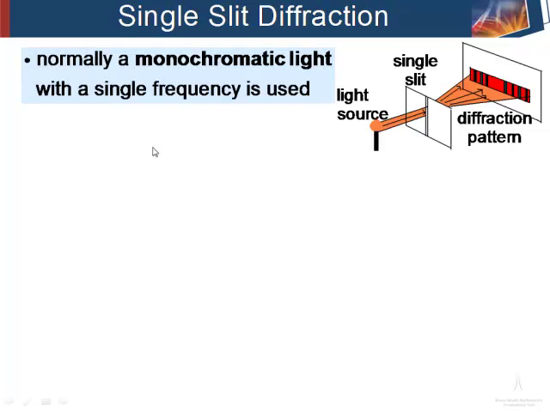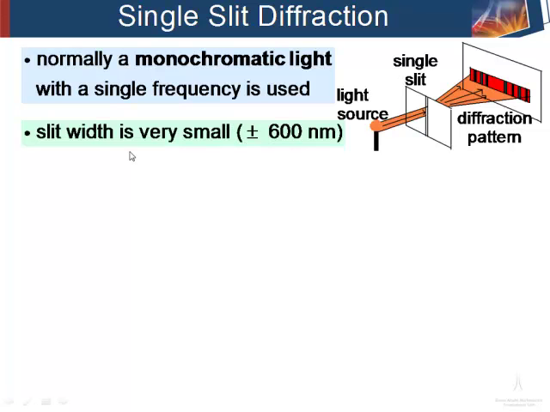Now, the type of light that we normally use is monochromatic light. In other words, the same frequency type of light. Or if we use red light, we use red light, or blue light. That's what we mean by monochromatic light, single frequency. And normally, the slit width is very, very small, approximately 600 nanometers, which is similar to the wavelength of light.